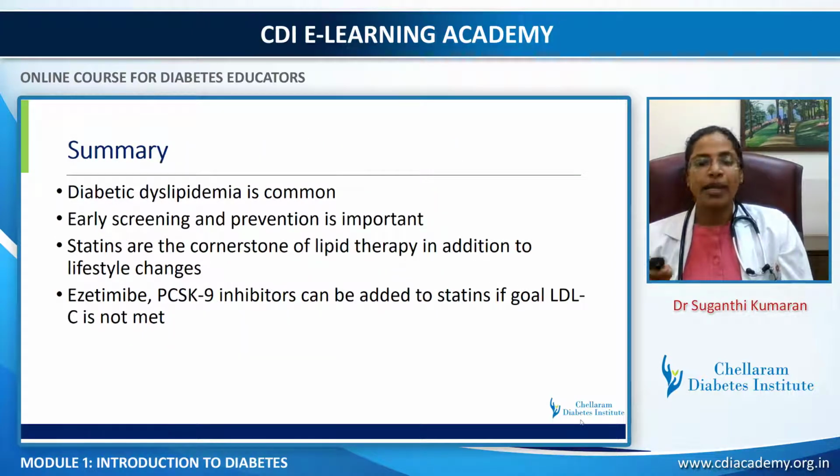So in summary, diabetic dyslipidemia is very common. Early screening and prevention is very important. Statins are the cornerstone of lipid therapy in addition to the lifestyle changes. Lifestyle is the basis for any disease for that matter, starting with diabetes, hypertension, cholesterol, and we can go on and on. Medications come as the next step to the lifestyle changes. And as mentioned earlier, ezetimibe and PCSK9 inhibitors can be added to statins if goal LDL is not met.